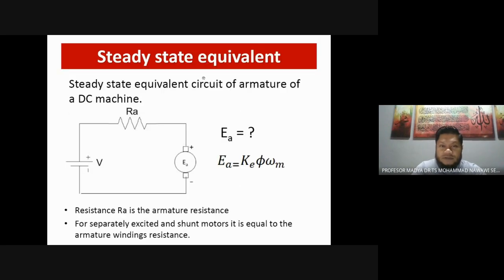Next, steady state equivalent. This is a normal separately excited motor. Steady state equivalent circuit of the armature. So just to write you this equation: Ke flux omega m. Ra is the armature resistance. For separately excited and shunt motors, it is equal to the armature winding resistance.